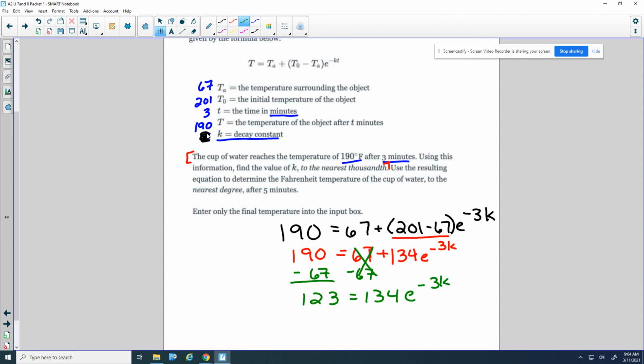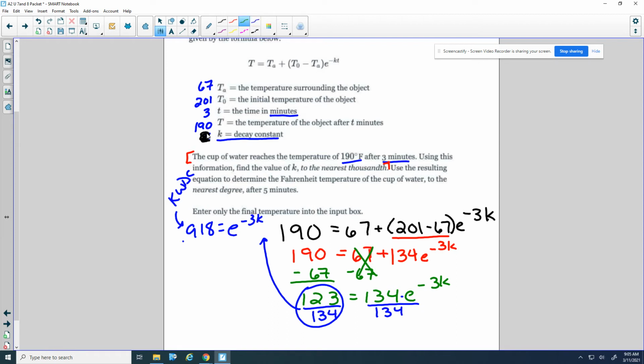Now this should look super familiar. We have multiplication, and we're trying to get into exponential form. So I divide by 134. I'm going to be keeping the whole decimal in my calculator, so I'm going to come over here to give myself a little more room. This problem ends up equaling 0.918. That's rounded, but we're keeping the whole thing going.